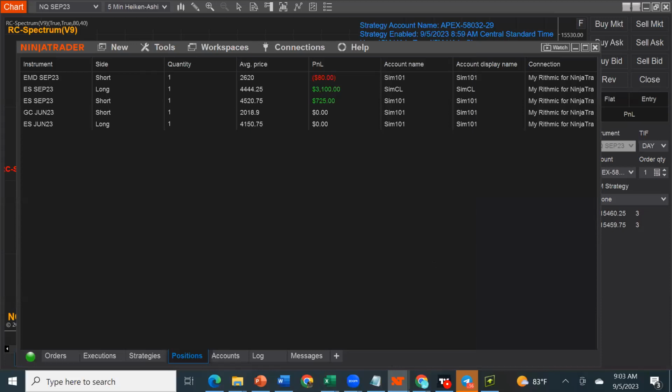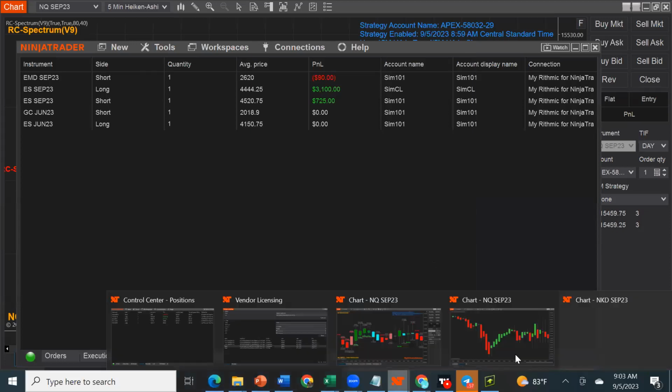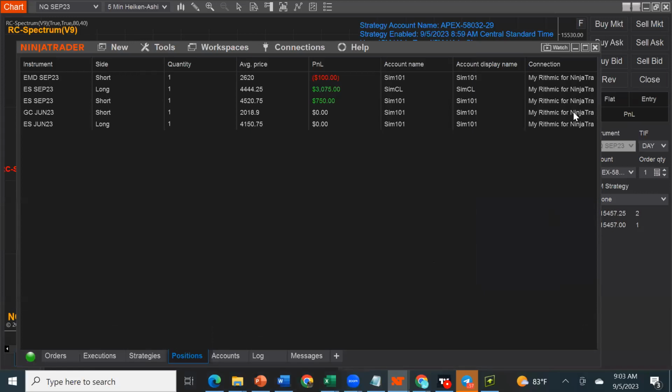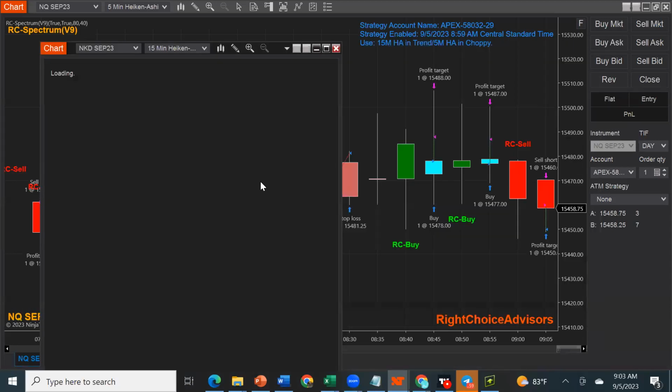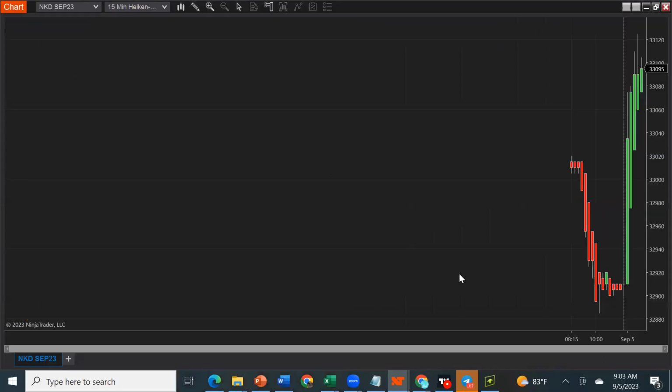And then a new chart will pop up. It is trying to load this NKD chart. Right, so this NKD chart is loaded.